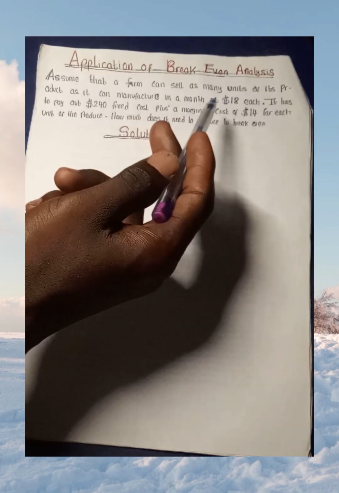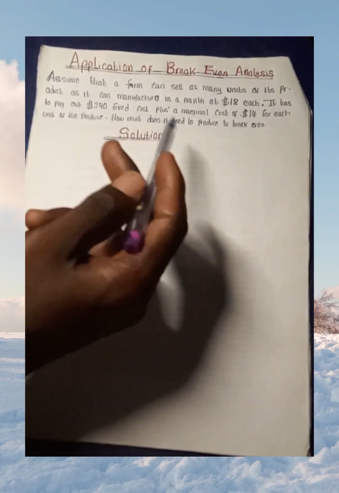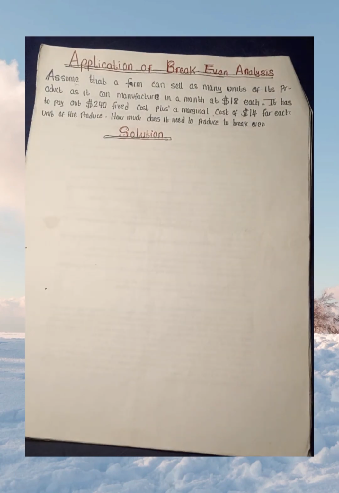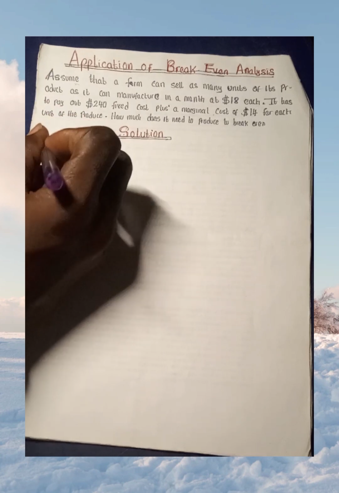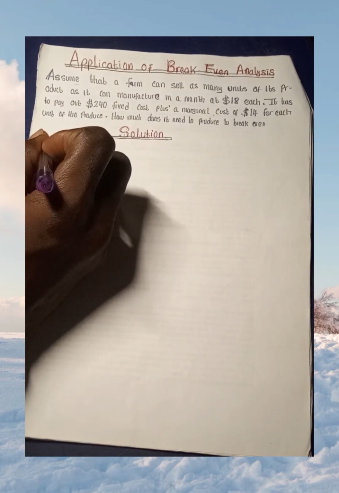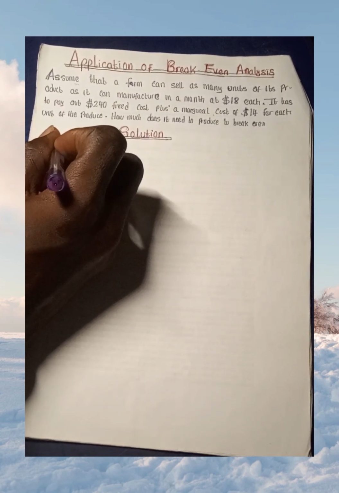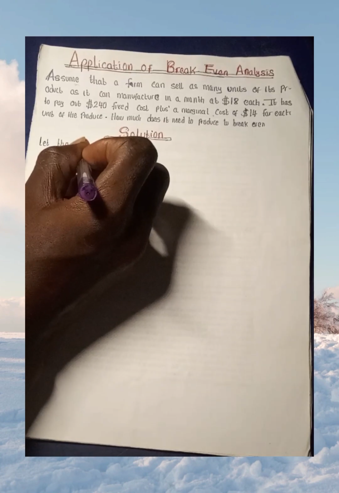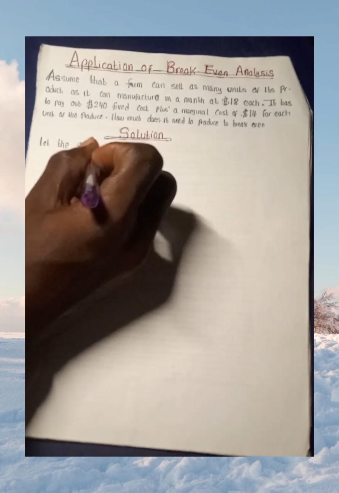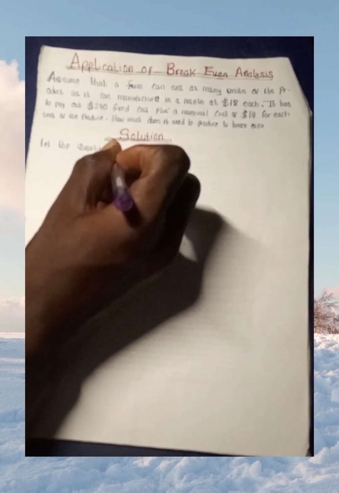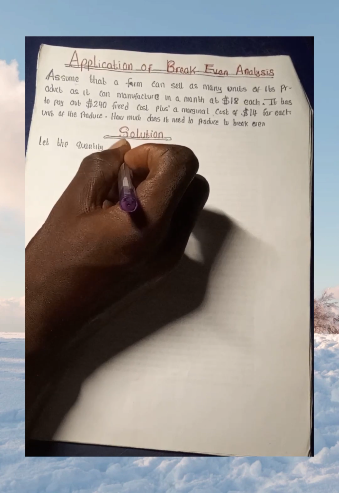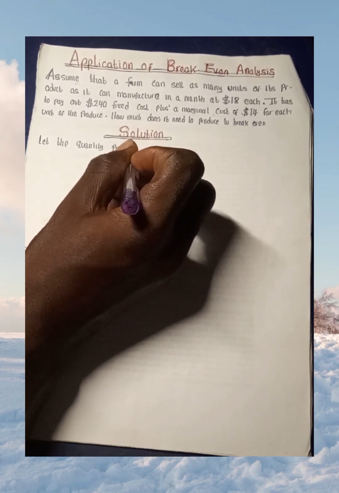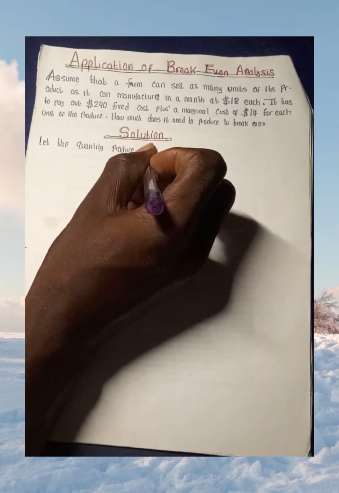Assume that a firm can sell as many units of its produce as it can manufacture in a month at $18 each. I will say, let the quantity produced be y.